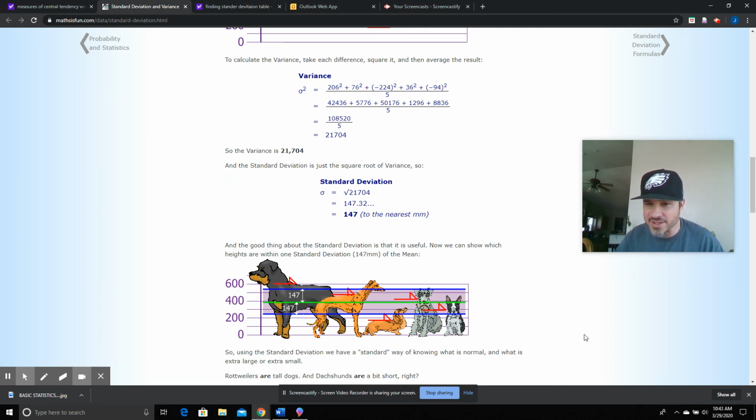Google, how do I find standard deviation in my TI? Or how do I find standard deviation in Excel? And you're going to find tons of resources to be able to do that. But you are going to have to be able to find variance and standard deviation of a data set. Okay?